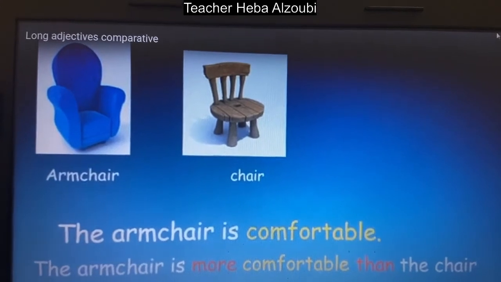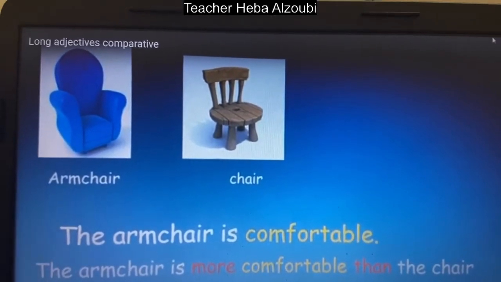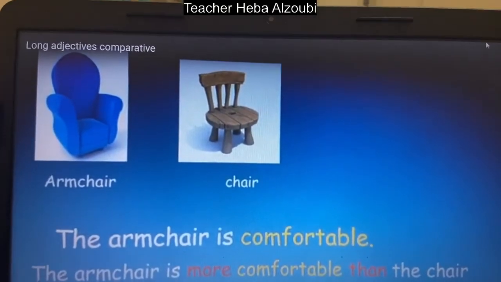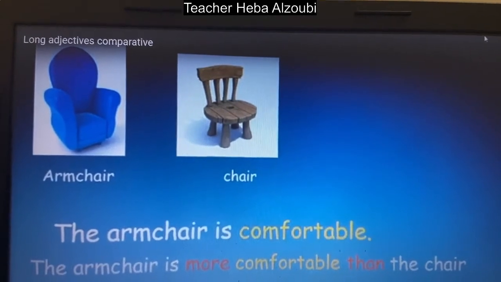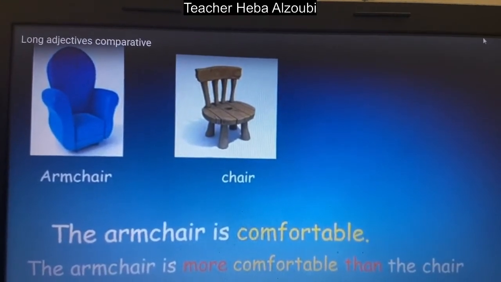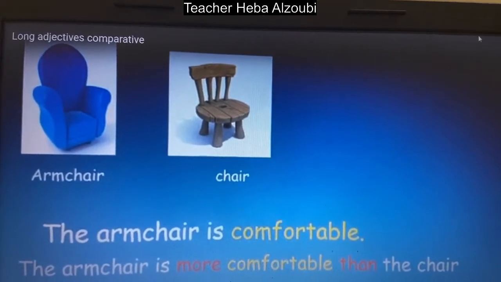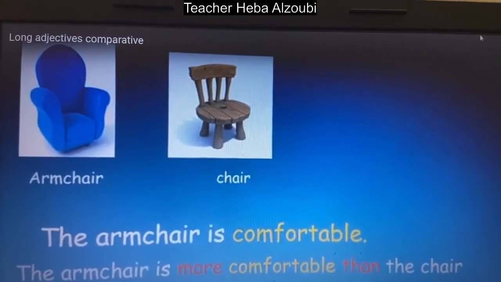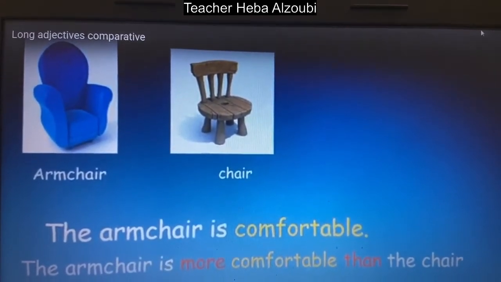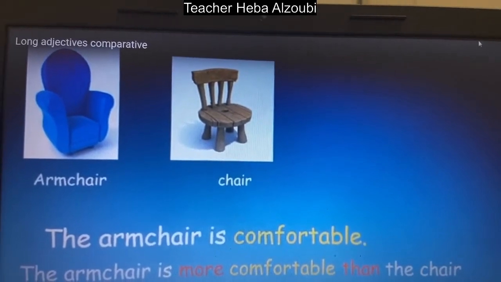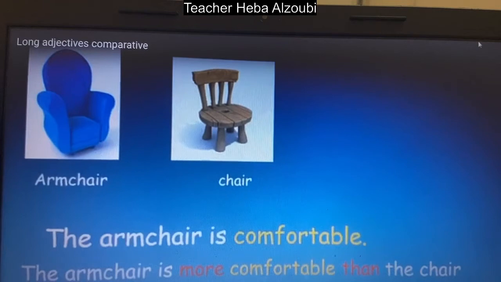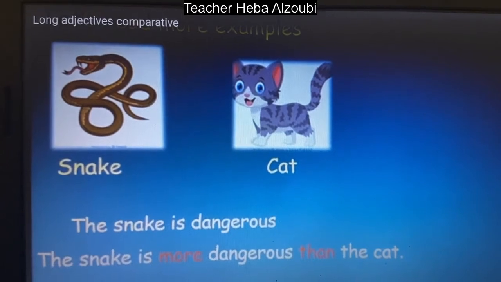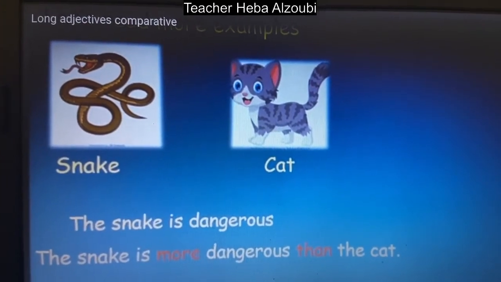And look at this example. The armchair is comfortable. The armchair is more comfortable than the chair. We used more because the adjective comfortable has more than 1 syllable, or more than 3 vowels. So more comfortable than.